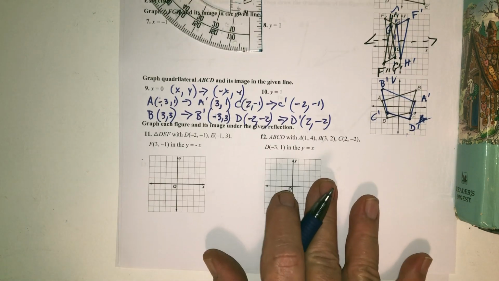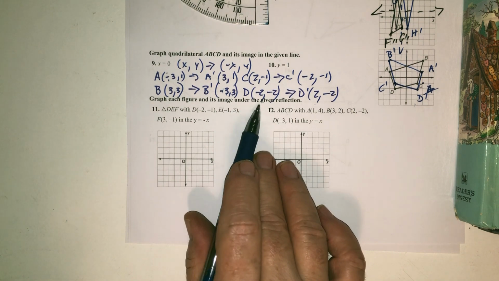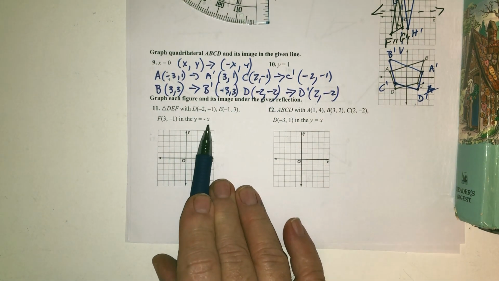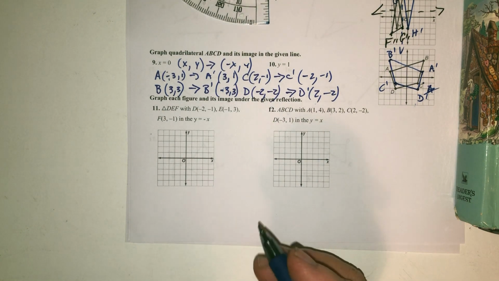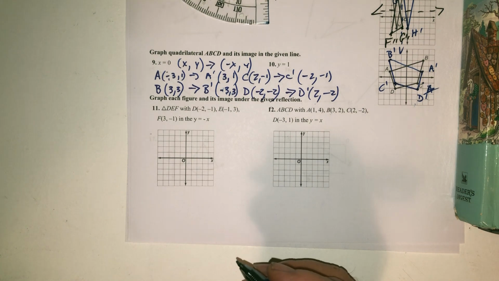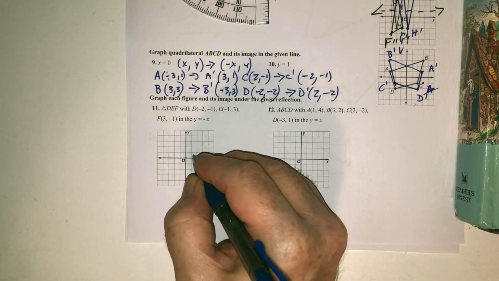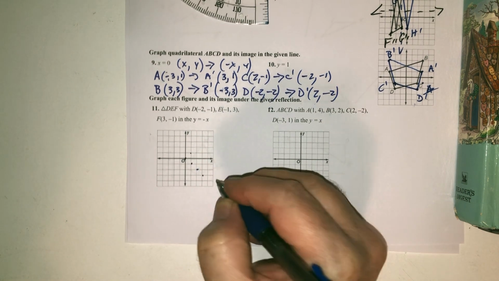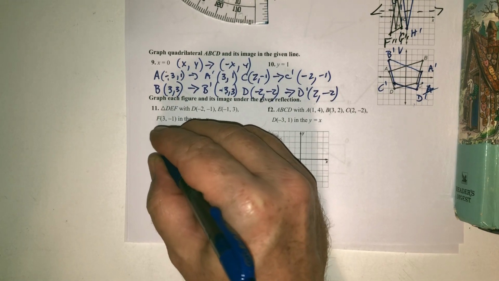Number 11, the instructions say, graph each figure and its image under the given reflection. Okay, so we're going to reflect about y equals -x. Well, let's talk about y equals negative x for just a second. That's the line that passes through the y-intercept of 0 and has a slope of negative 1, which would be that line containing each and every one of those points.